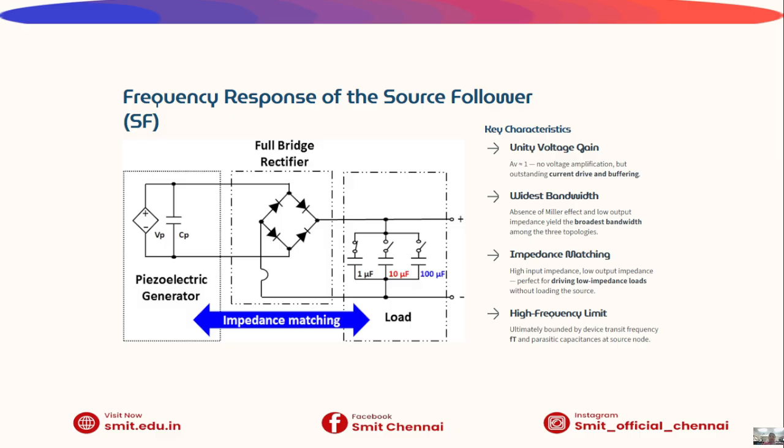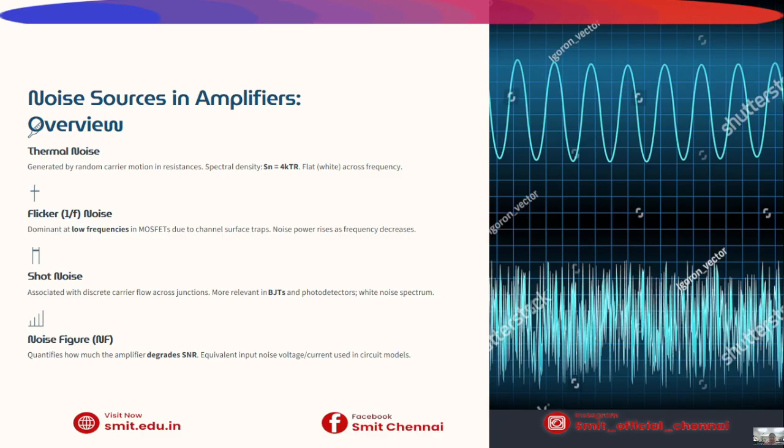Next, we see the frequency response of the source follower. The source follower, also called the common drain amplifier, has a voltage gain close to unity. Although it does not provide voltage amplification, it offers excellent buffering capability because there is no Miller effect and the output impedance is very low. The source follower provides the widest bandwidth among these three amplifier configurations. It is commonly used for impedance matching and driving low impedance loads.